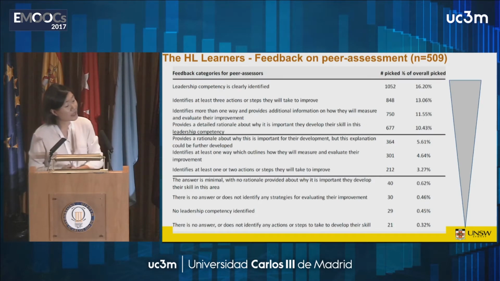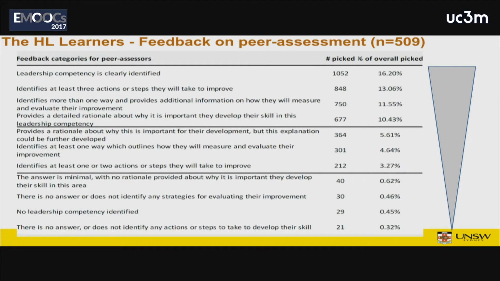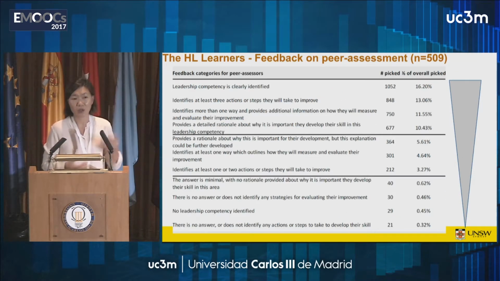So the next thing is we are showing you this feedback on peer assessment. As you can see, the number dropped a little bit, but the good news is these 500 people basically all submitted their self-assessment task. So if you submitted a peer assessment, you also have the opportunity to evaluate someone else's work. So this is the feedback telling you what people who submitted work also evaluated and provided feedback to others.